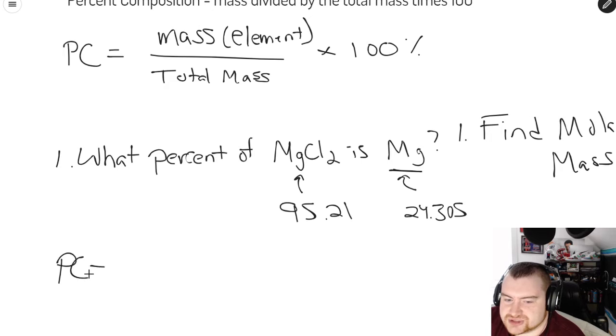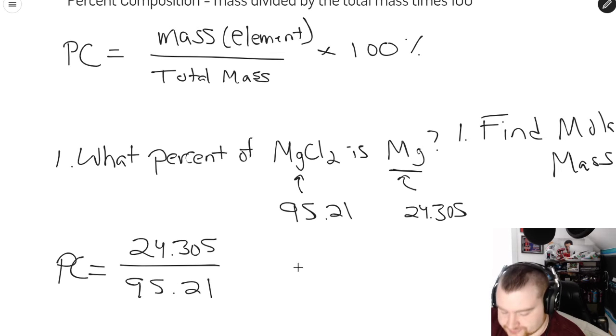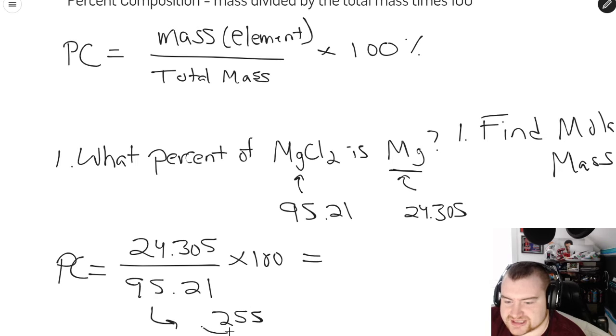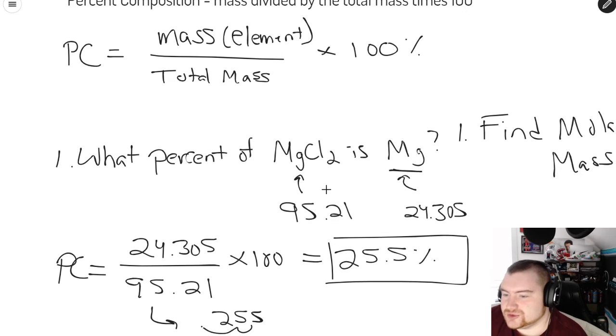So for percent composition, I'm going to have the mass of the element, which is magnesium, 24.305. And I'm going to divide that by the total mass, which is 95.21. When I get that, I'm going to then multiply it by 100 to get my answer. So if I didn't multiply it by 100 and I just did that, it's 0.255. When I multiply by 100, it moves the decimal over, so it becomes 25.5%. So this will be your answer, 25.5. So of the magnesium chloride formula, it is 25.5% by mass magnesium.